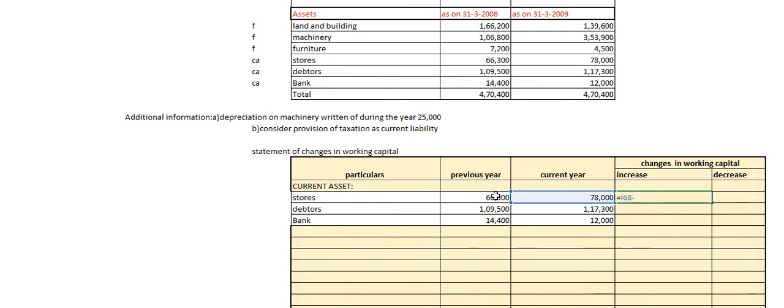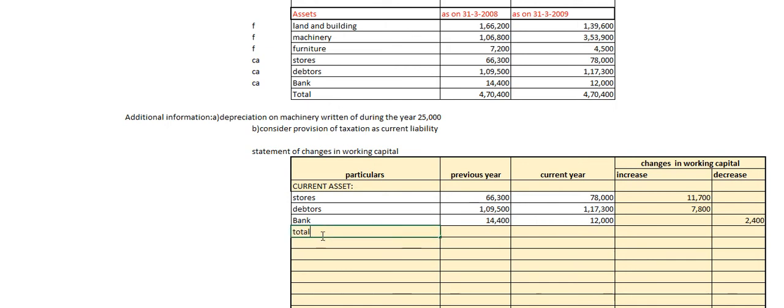78,000 minus 66,300, you get the amount to be 11,700. Debtors, last year it is 1,09,500. The current year it is 1,17,300. Again, it has increased, so your working capital also has increased. So you put down the amount in the increase column, which is 7,800. Bank, last year it is 14,400, the current year it is 12,000, which has decreased. If there is a decrease in current asset, it leads to a decrease in working capital. So you put down the amount in the decrease column: 14,400 minus 12,000, so your amount is 2,400.